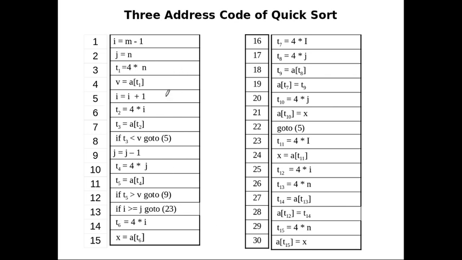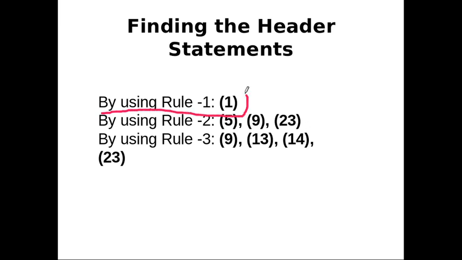Now, when we have the three address code statements for the given source code, we want to find the leader statements, or header statements. We already know the algorithm. In that algorithm we are using 3 rules. What is the first rule? In the given three address codes, the first statement itself is considered as a header statement. So by using rule 1, our first statement is a leader.